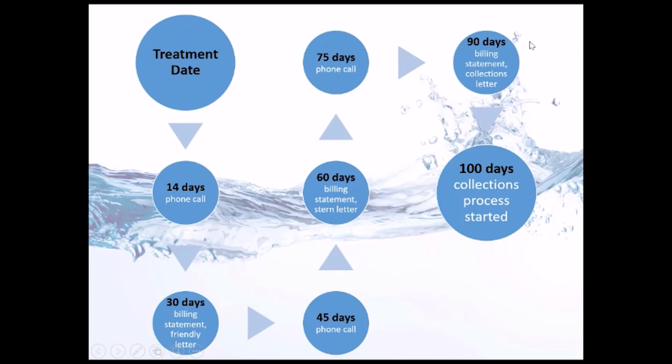At 90 days, the billing statement, and they get a letter letting them know that they will be sent to collections if this matter isn't resolved. At 100 days, the collection process has been started. We've referred this over to our collections agency. Now, when you have a regimented system in place, it's very rare that an accounts receivable, especially on the patient side, would progress all the way to the end here.